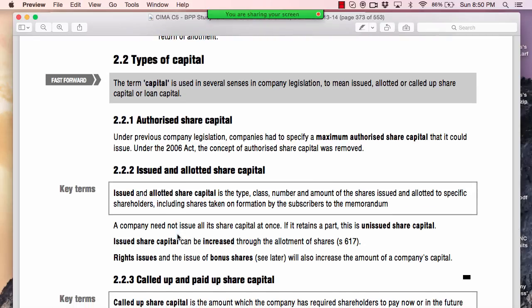Now we go into different types of shares. Tell me what authorized share capital is, Kanika. I think we discussed this. Let's see what you understood. What is an authorized share capital?